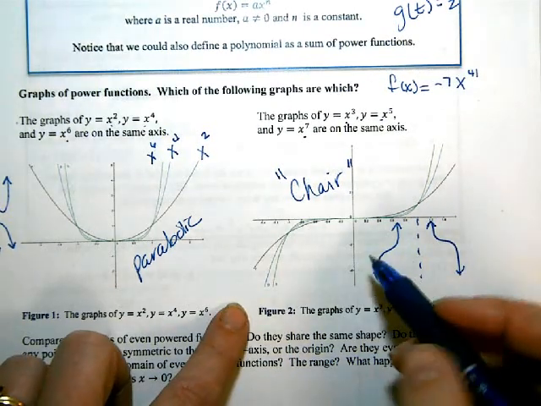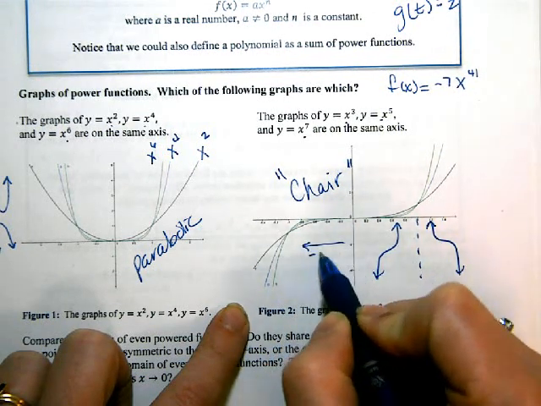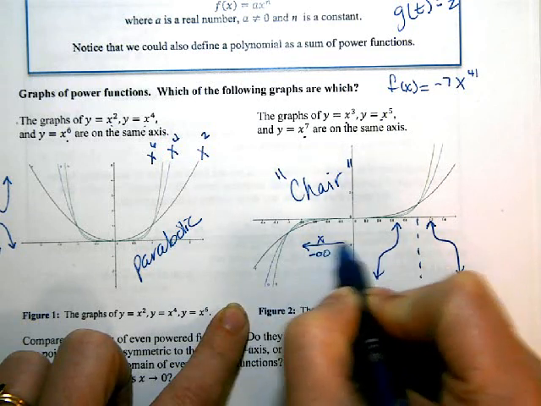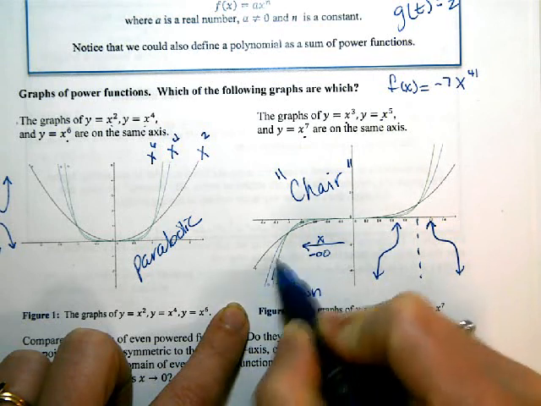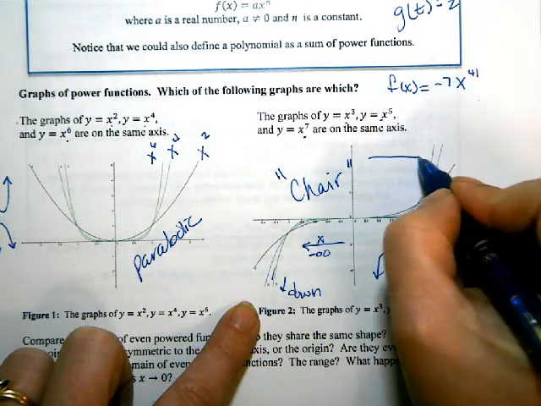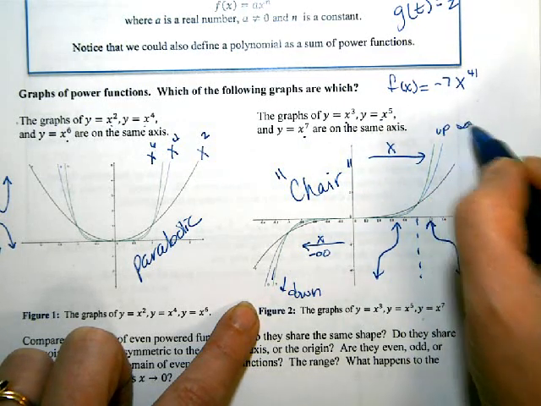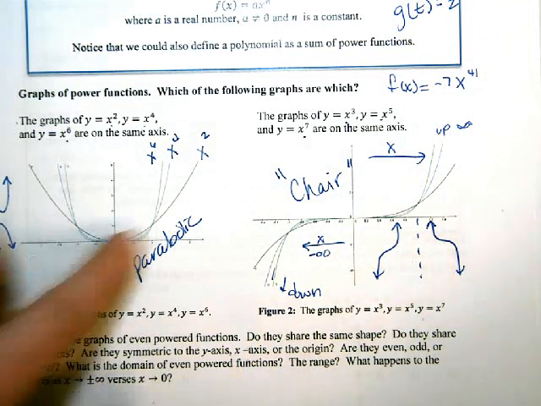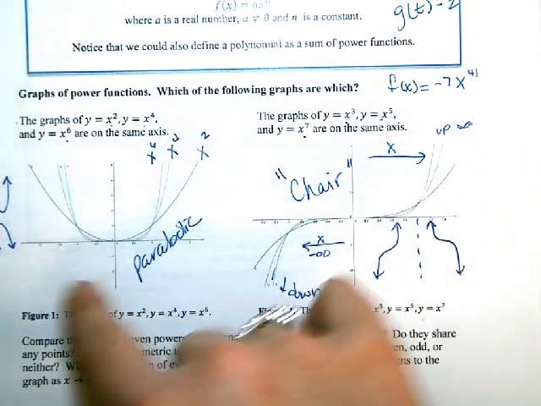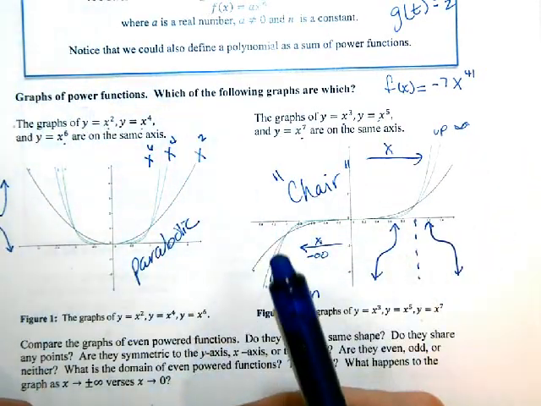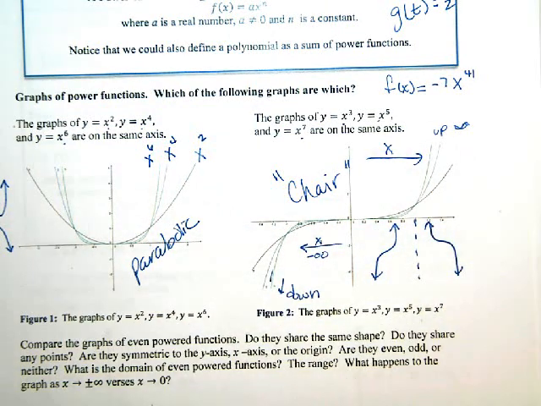What I like about the chair function, though, is that as x is going to negative infinity, I'm going left, the function goes down. My f of x's go down. As x travels to the right, my f of x's go up, which is kind of positive infinity. Unlike the parabola, where in both directions you're going to the same positive infinity, or negative infinity if it was opening down, these chair functions go to opposite infinities, which I think is fun.